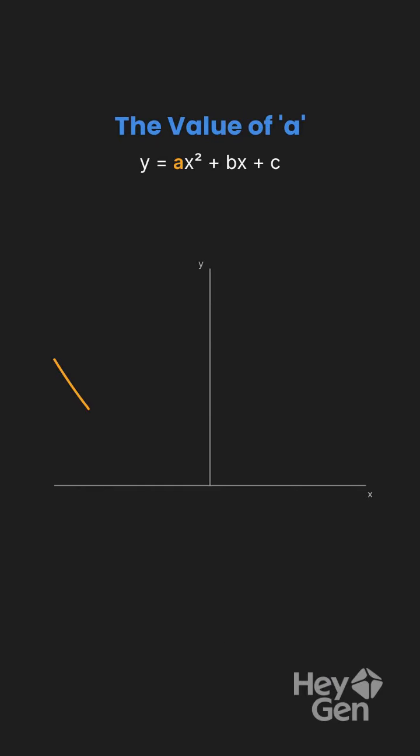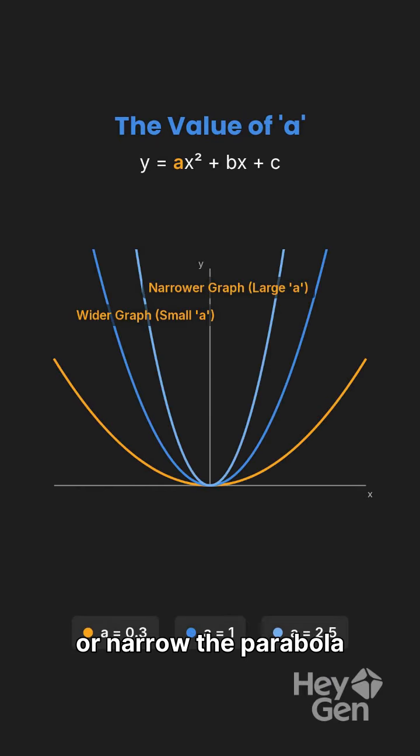And the value of a? It decides how wide or narrow the parabola is. A small a leads to a wider graph, while a large a results in a narrower graph.